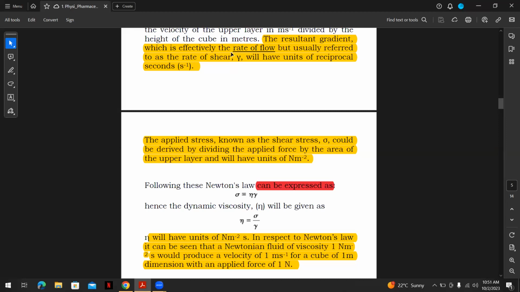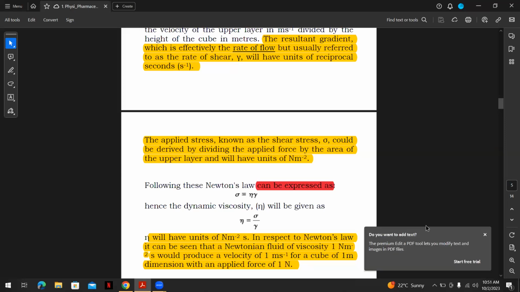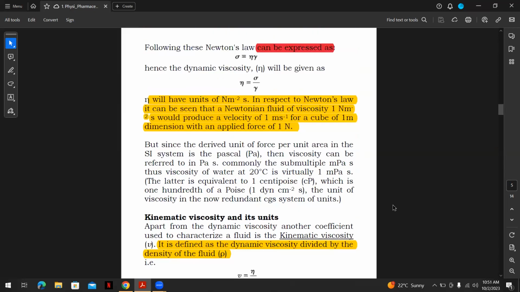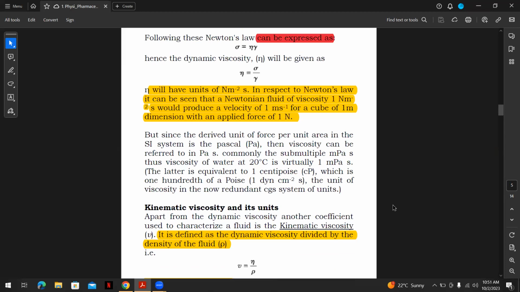Let me see the chart. Viscosity is like resistance to flow, especially, yes. Any question? Have we understood? Yes. Thank you.